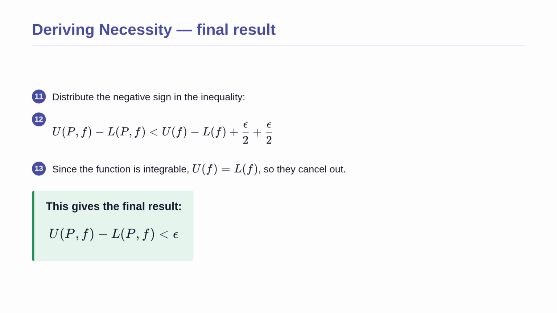The function is integrable. This means the true upper integral exactly equals the true lower integral. When we subtract them, they completely cancel each other out to 0. The two halves of epsilon add together perfectly to give a whole epsilon. We have successfully proven that if a function is integrable, the gap between the upper and lower sums is strictly less than our error margin. The proof is now complete in both directions.